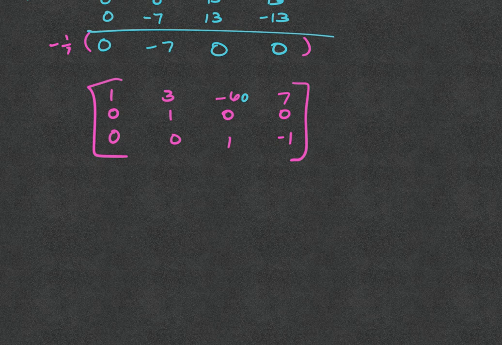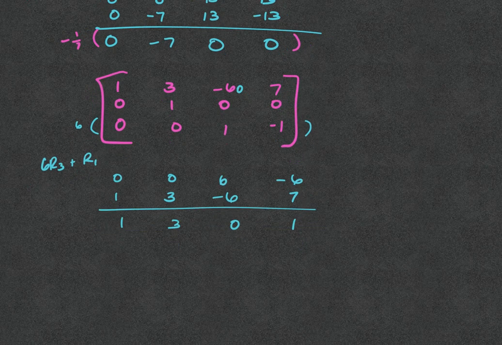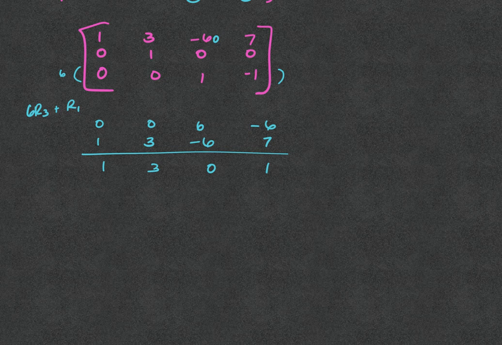So to cancel out the -6, I have to do what? Row 3 times 6 plus row 1. So 0, 0, 6, negative 6, plus row 1, 1, 3, negative 6, 7, gives 1, 3, 0, 1, and that replaces row 1.